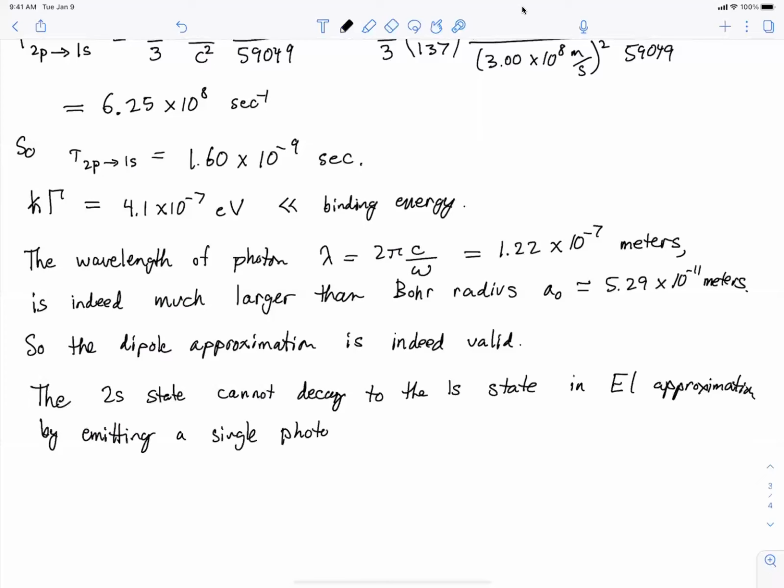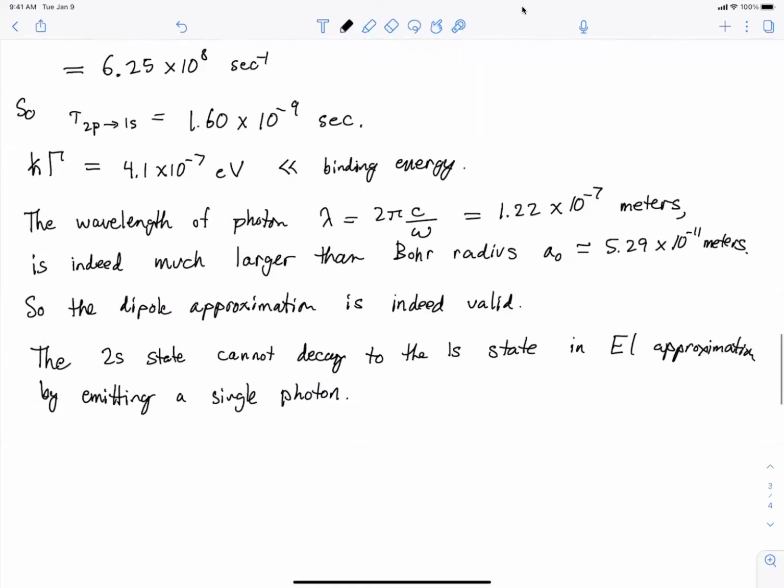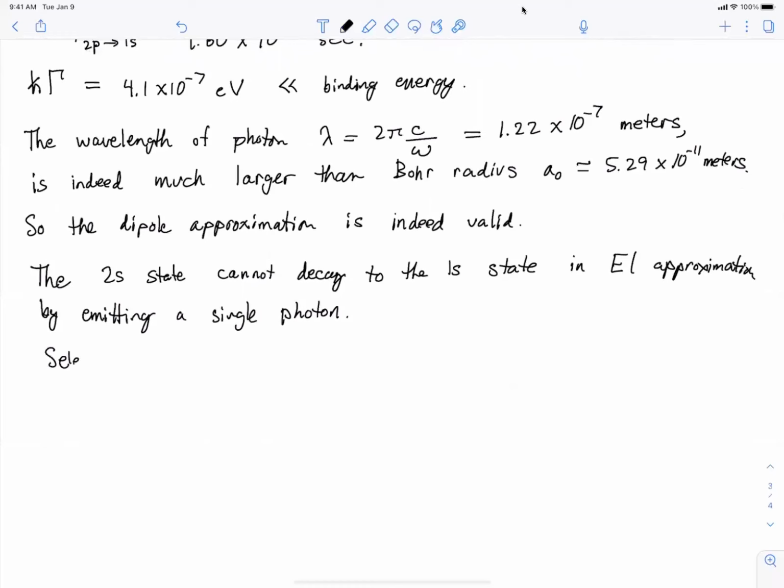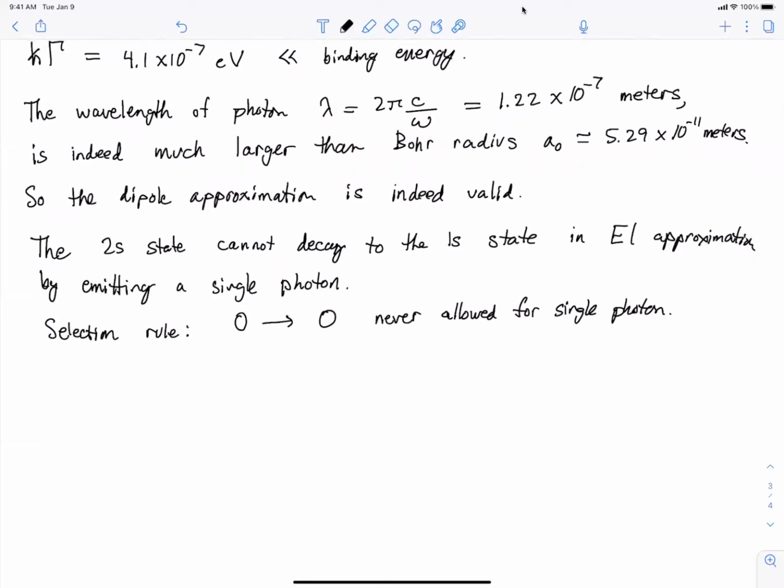That does not mean that 2s states are absolutely stable, though. Oh, so by the way, there was this selection rule that was completely general that said you can't have angular momentum 0 going to angular momentum 0. So this is never allowed for a single photon. So that's just saying that we don't have to bother worrying about, oh, maybe it's electric quadrupole or electric octupole. We already know it can't be magnetic dipole because that wouldn't satisfy the selection rule either. But this shows that it can't satisfy any selection rule by emitting a single photon.